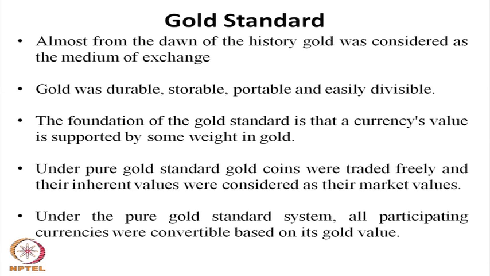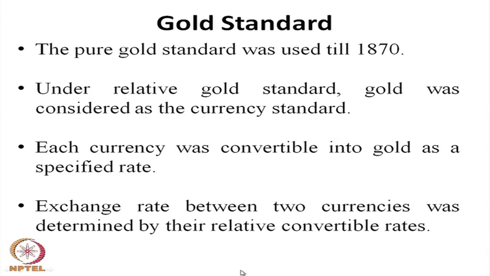Under the pure gold standard system, all participating currencies were convertible based on the gold value, because different countries designed their currency on the basis of gold, and gold was freely traded among the nations, with no barrier in the movement of gold from one country to another. This was essential because of the purity of gold and because gold itself is the currency. Without the free movement of gold, you cannot decide the value of the currency or the exchange rate. The pure gold standard continued till 1970.